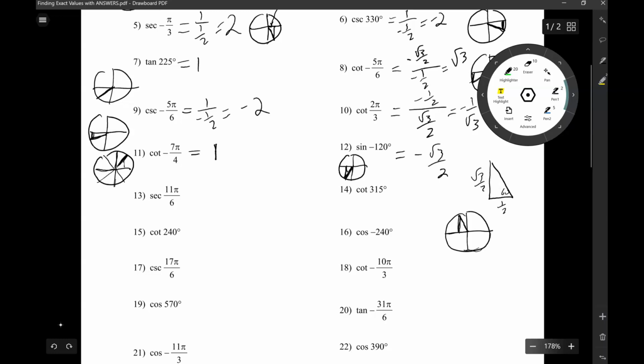Now in this case, I'm in the third quadrant. Cosine is always the x-coordinate, so that would be the 1/2. But since I'm going to the left, this would have to be negative 1/2.